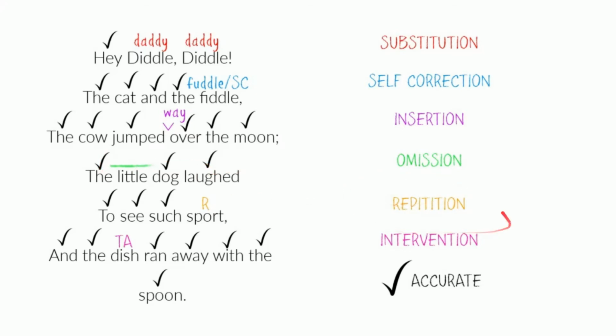Then we have repetition. A repetition means the student repeats a part of a word, or whole word, or phrase. You would mark this with an R over the word, or the phrase.